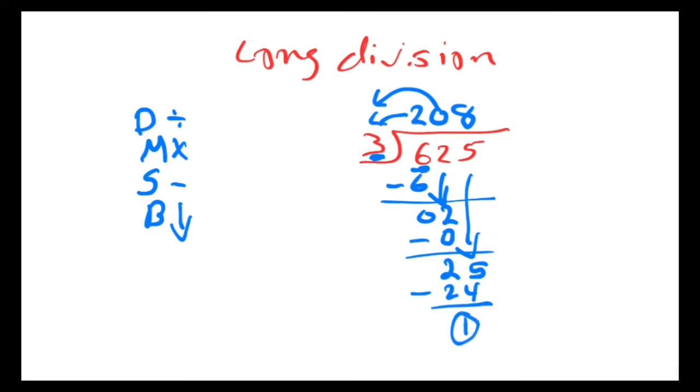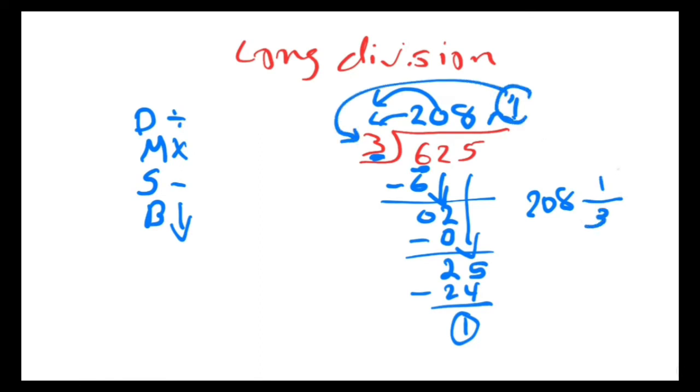And we don't change that into a decimal, we just keep the remainder 1. And your final answer is 208, and the remainder is 1 over the divisor, which is 3. So this is your final answer.